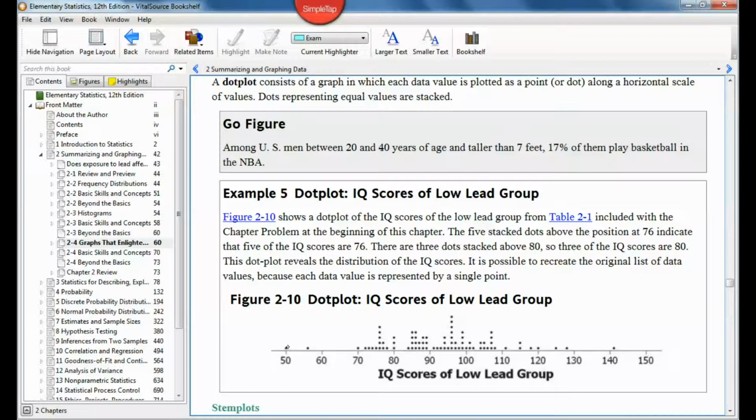So you can see, like for an IQ of 50, if you recall that same data set we were looking at earlier in the chapter, there was only one IQ of 50 in that data set. Well, here it is graphed, or I guess I could say plotted, in a dot plot. There was one that was like 142 or something like that. Here it is right here. There must have been 3 that were 80 in that chart, because above 80 we have 3 dots. So dot plots are pretty easy to understand as long as you understand how they're presented.